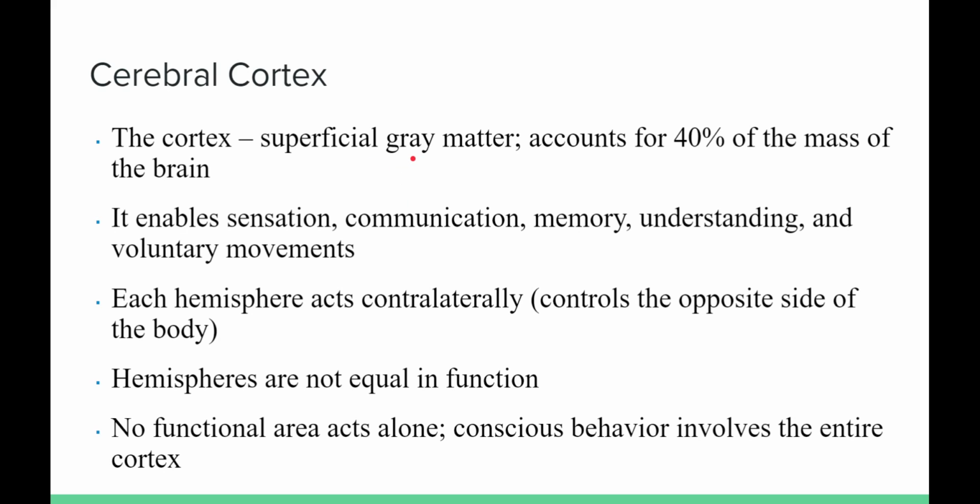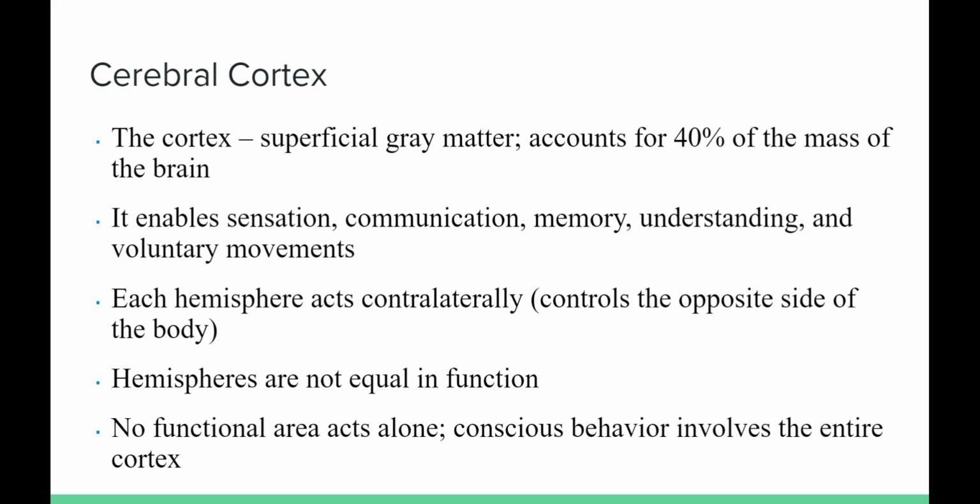Okay, so the actual cerebral cortex, remember the cortex is basically, you think of like the rind on cheese or something like that. That's what this is, okay? The cortex is the superficial gray matter of the cerebrum, and that accounts for 40% of the mass of the entire brain. Yeah, it's pretty significant. That's what enables sensation, communication, memory, any of those kind of higher level thinking things that we talk about, right?